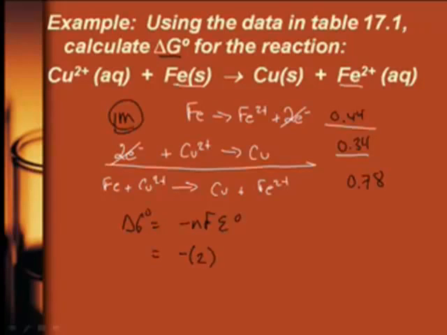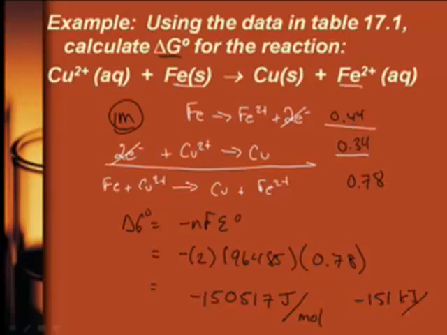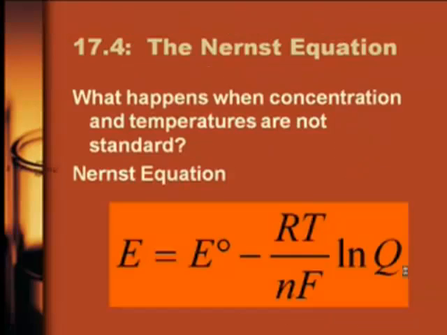N was 2, right? Times F, which is 96,485. I don't know why I remember that number. And then E naught is 0.78. Now, I'm not putting units on there, but we'll put it at the end here. And you get a big number, negative 1.5 times 10 to the 5th, 0.517. That's way too many significant digits. By the way, that's going to be in joules per mole. So if we divide by 1,000, you get negative 151 kilojoules per mole. So that is the value of delta G. Not terribly difficult.